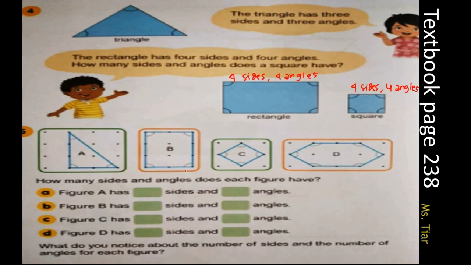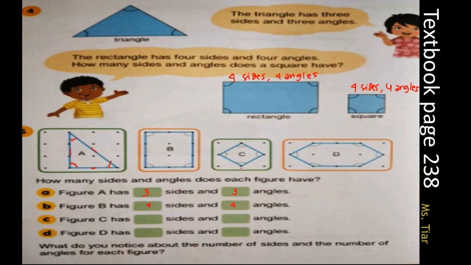Now we go to number 5. How many sides and angles does each figure have? Look at figure A. We have a triangle here. Let's check the sides. 1, 2, 3. So we have 3 sides. And then for the angles, we have 1, 2, 3. So you're gonna put 3 over here. Square, we have talked about the square before, right? So there are 4 sides and 4 angles.